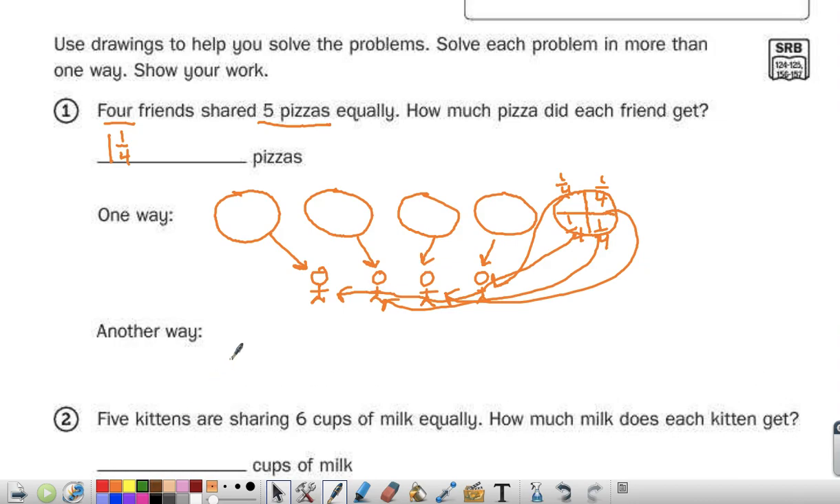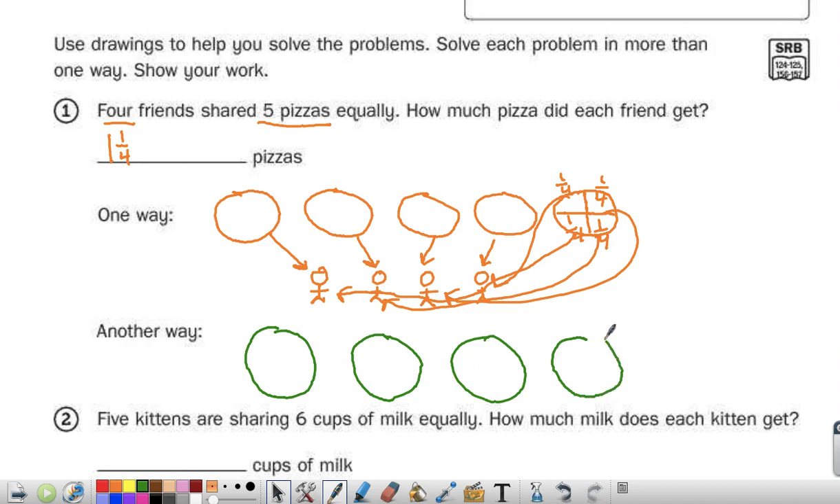Now I could do it a different way. Maybe I would draw my five pizzas again. But now this time I'm going to start by dividing each pizza up into four sections. One for each friend, four sections. Each of these sections would be 1/4 of a pizza because it's one out of four slices. This would be one out of four slices, this would be one out of four slices, and so on.